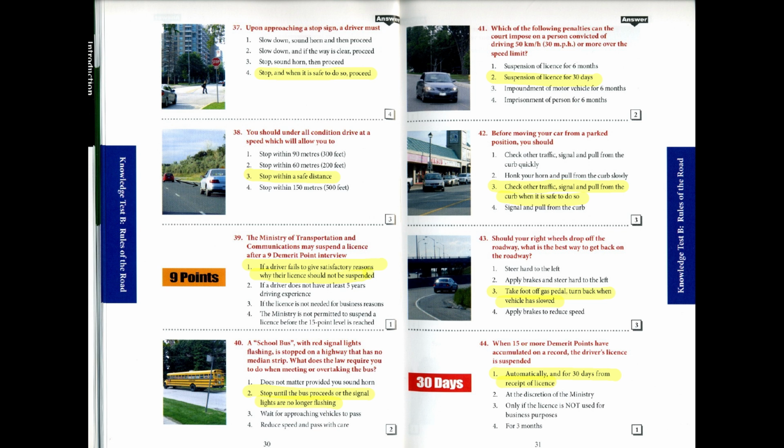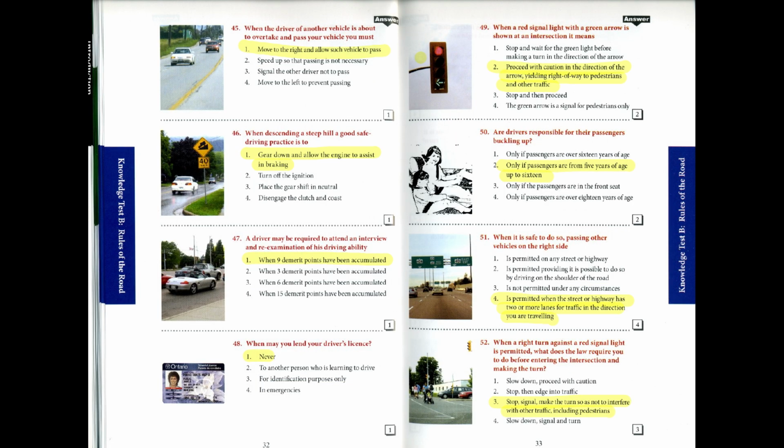Number 44. When 15 or more demerit points have accumulated on a record, the driver's license is suspended automatically, and for 30 days from receipt of license. Number 45. When the driver of another vehicle is about to overtake and pass your vehicle, you must move to the right and allow such vehicle to pass. Number 46. When descending a steep hill, a good safe driving practice is to gear down and allow the engine to assist in braking. Number 47.